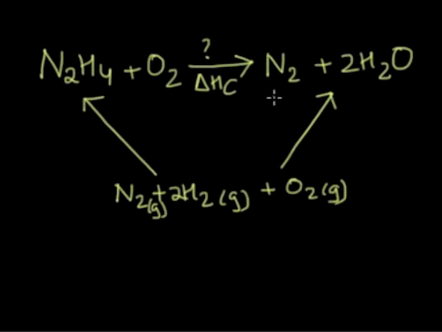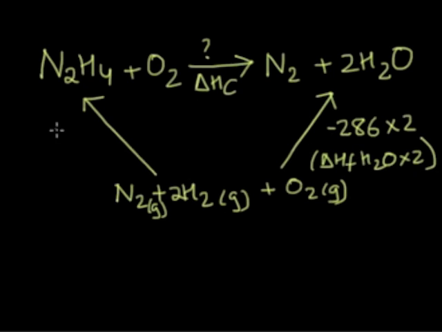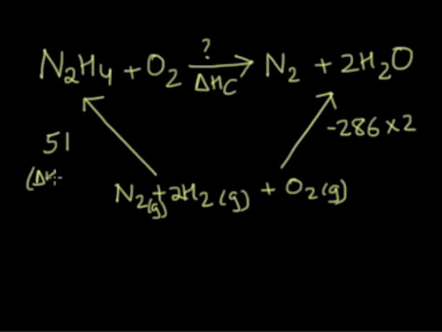Let's put the values in. So in this case we're going to use the value for formation of water and multiply it by 2 because we have 2 moles of water. And now we can put the value in for hydrogen. So the thing to remember here is that the enthalpy change for oxygen and nitrogen is 0 because they're both elements.